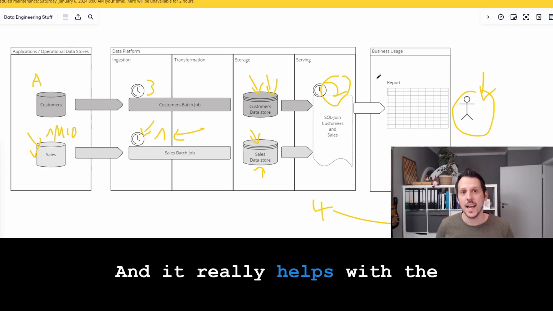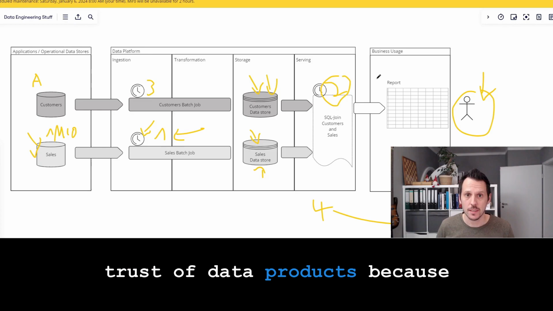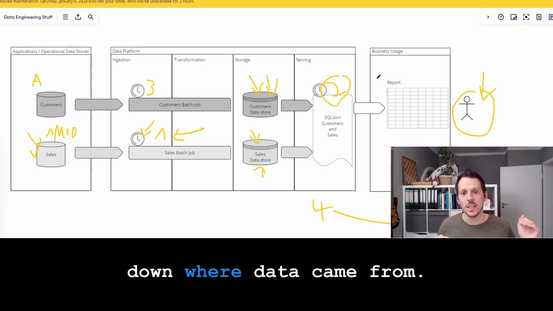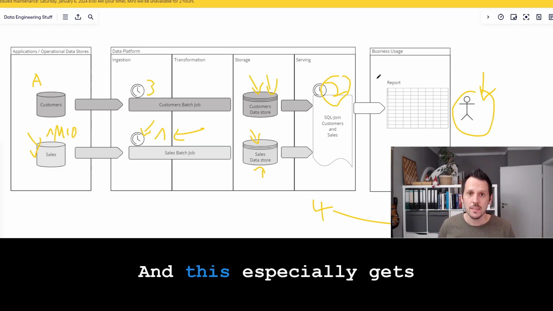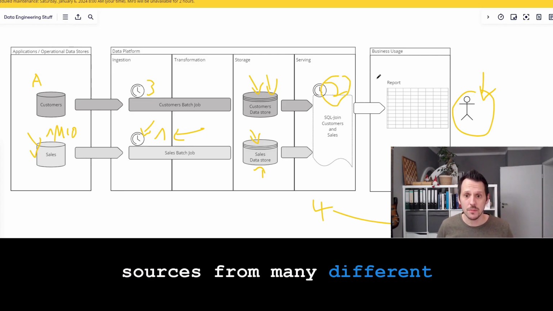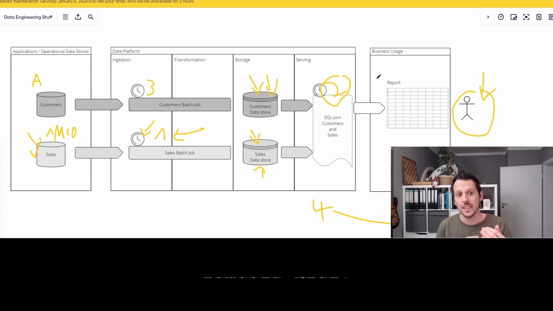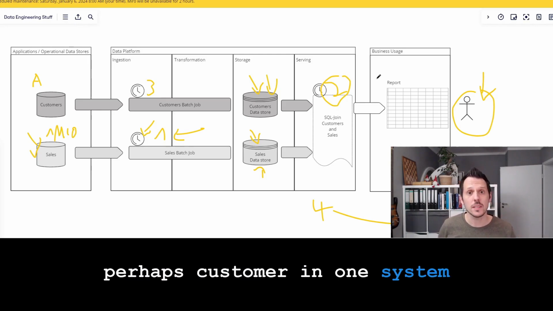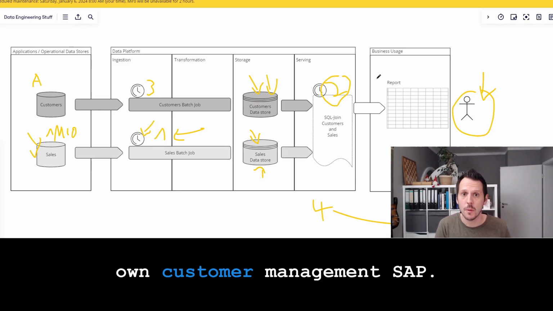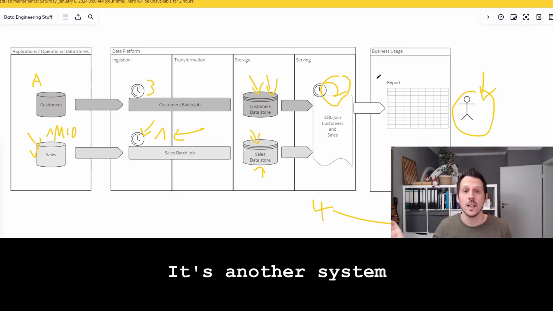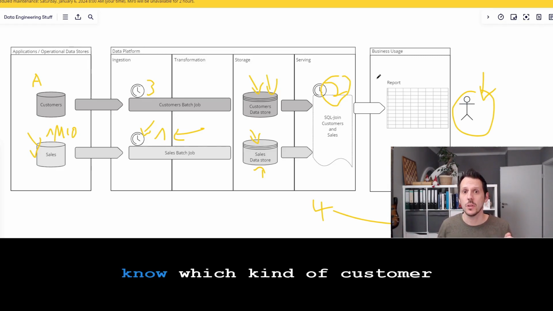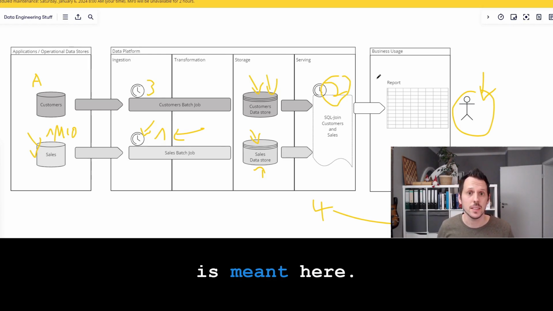It really helps with the trust of data products, because you really have the history and can trace down where data came from. This especially gets important if you have many data sources from many different systems, perhaps where you have similar data. Perhaps customer in one system is something different than customer in another system. Perhaps the online shop has its own customer management, and SAP has another system for customer management. It could be important to know which kind of customer is meant here.